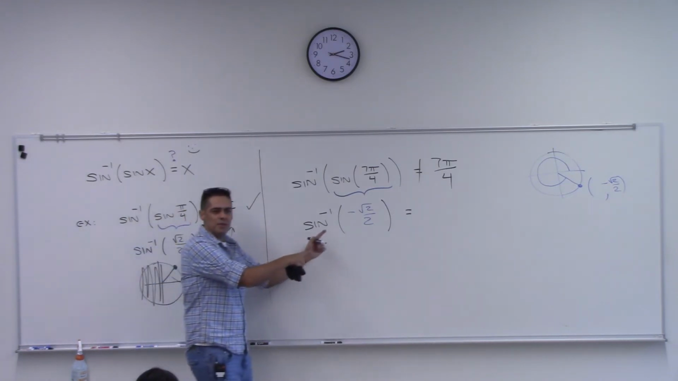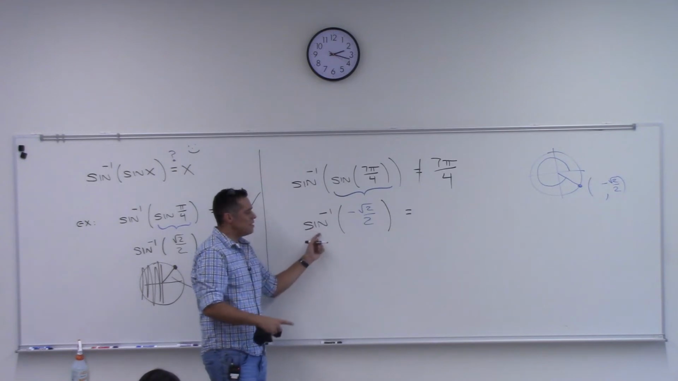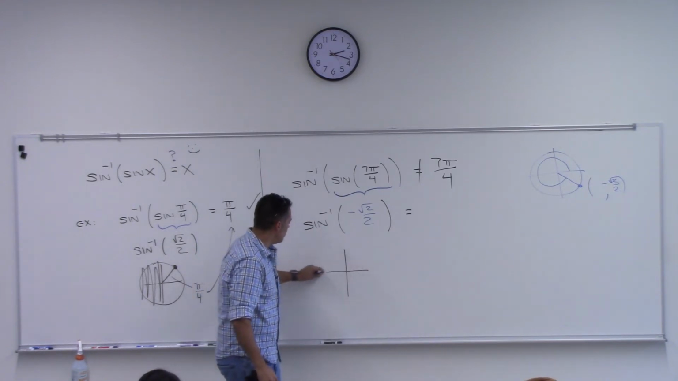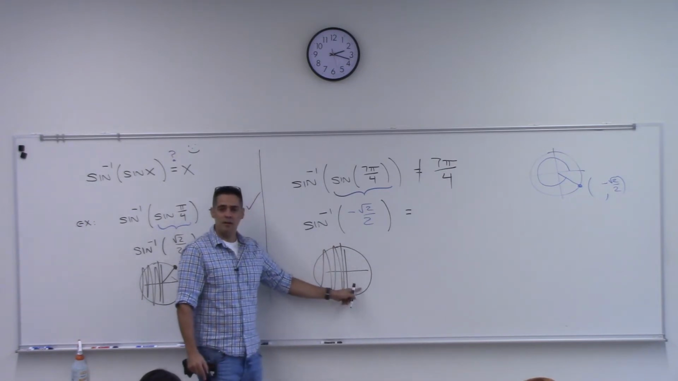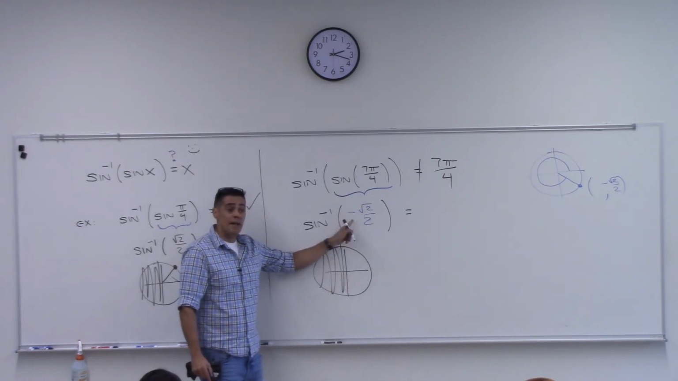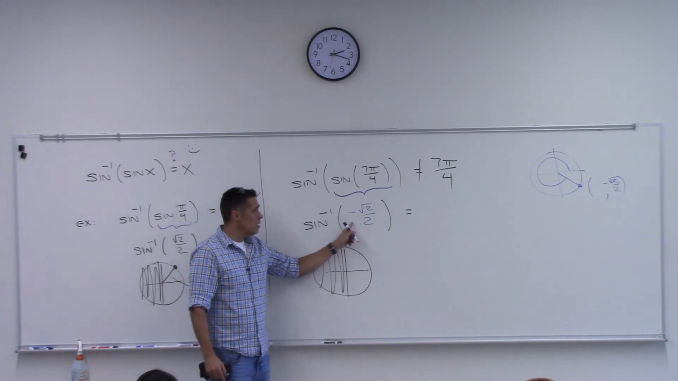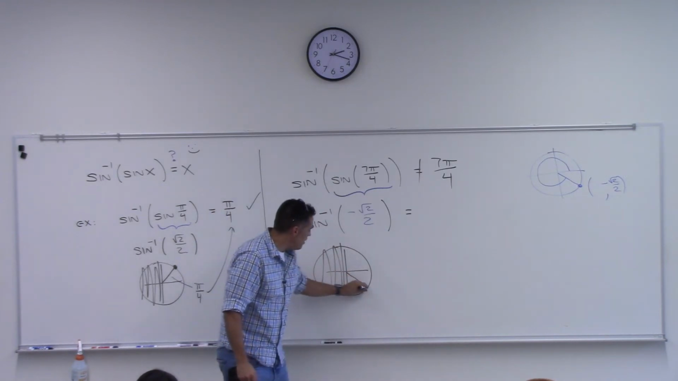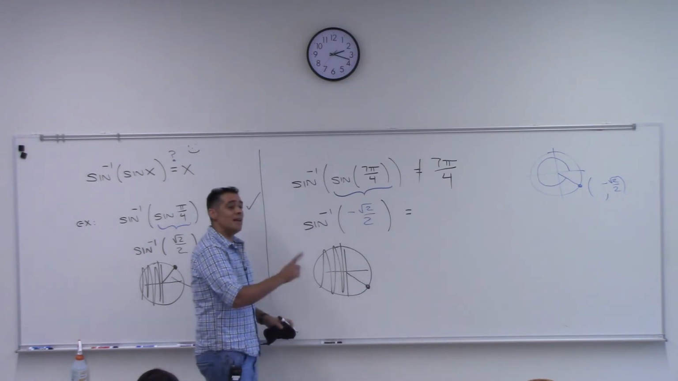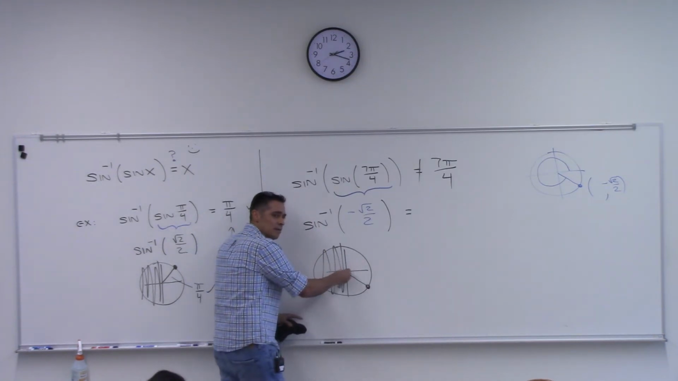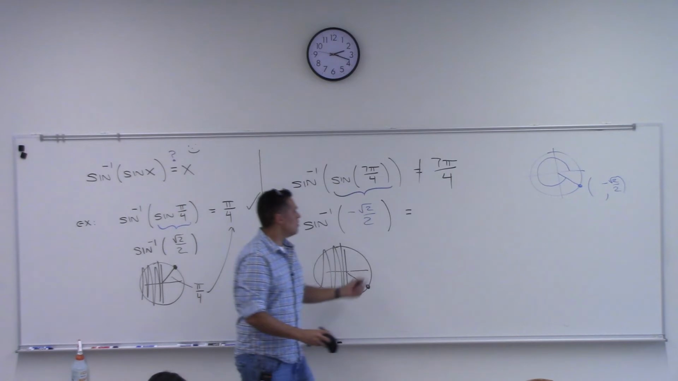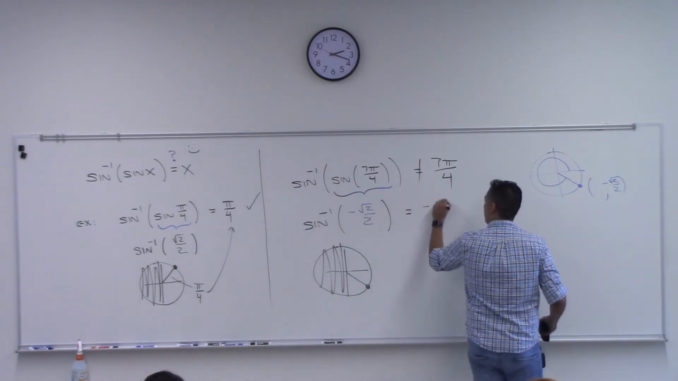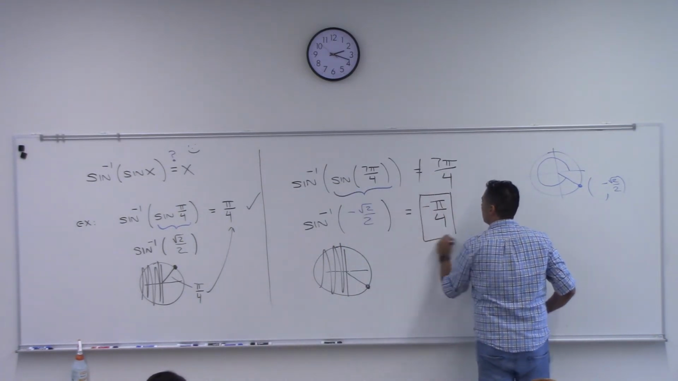But now, see, you have this domain restriction. You're only allowed to look in the first and fourth quadrants. And you're trying to figure out where the y coordinate is negative root 2 over 2, which is the same point as that one over there. But you're not allowed to get there by going all the way around. You can only get there by doing this little rotation, which is what? Negative pi over 4. So the correct answer here is negative pi over 4, not 7 pi over 4.